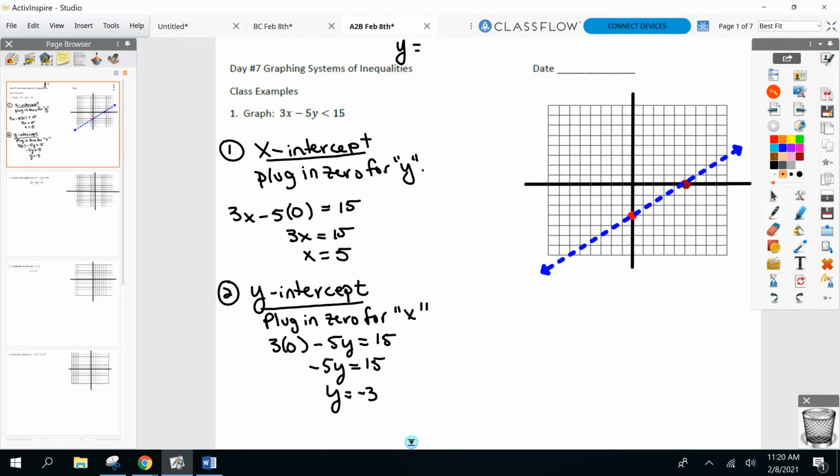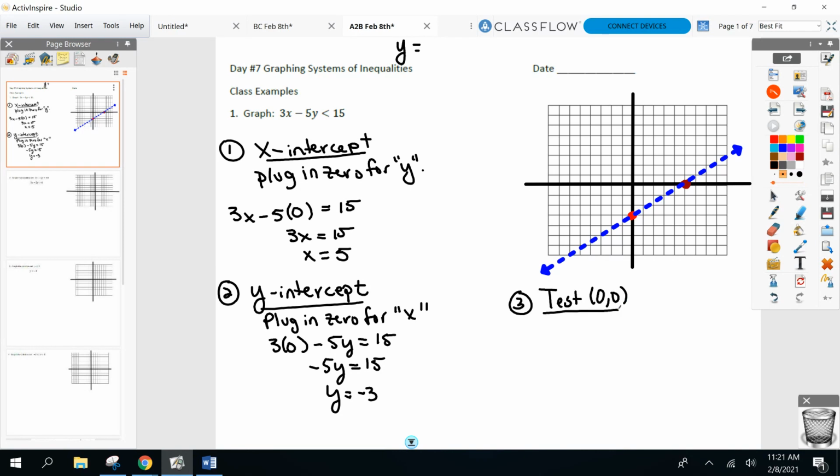Shading. Shading, yeah, that was huge, right? You got to worry about shading. Good job, Caroline. Now, where do I shade? Do I shade above or do I shade below this line? We don't guess. What I'm going to have you guys do is test a point. The easiest point out of all of them, 0, 0. As long as your line does not go through 0, 0, you can test it. What if the line does go through 0, 0? I'll get to that whenever that happens. All right, but test 0, 0 all the time unless your line goes through it.